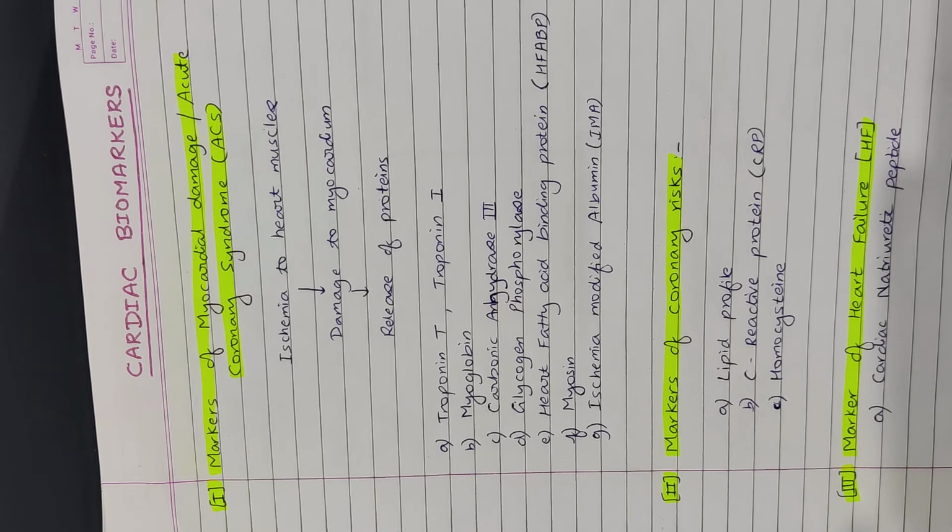Then the second category of cardiac biomarkers are the markers of coronary risk, or the markers which can predict a future risk of any untoward cardiac injury. So in that category, first is the lipid profile. As we know, high cholesterol is an important predictor for any further or future cardiac risk. Then come C-reactive protein and homocysteine. Homocysteine is a well established marker to detect the future cardiac event risk.